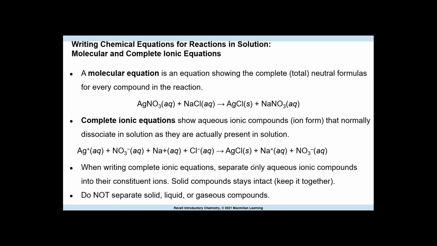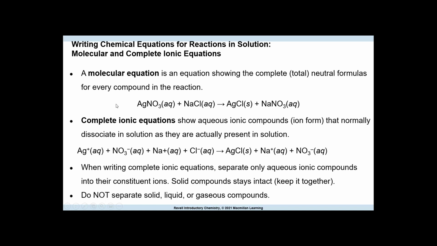This is a page from another one of my slides. This is also just repeating the same thing, but with a different equation, so you can see. A molecular equation shows the complete neutral formulas. So you see there's silver nitrate in aqueous solution and sodium chloride in aqueous solution. But when these are placed together, they produce silver chloride, that is a solid, and sodium nitrate. These are ions just swimming in the aqueous solution. They did not interact with each other.